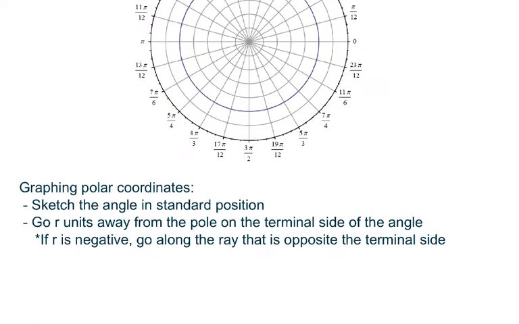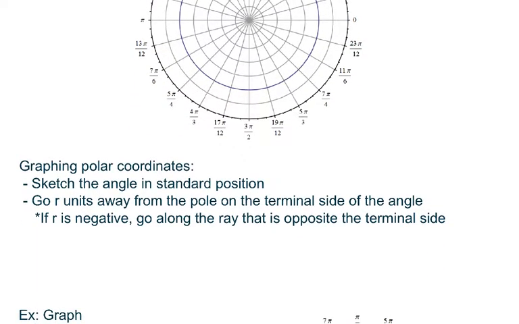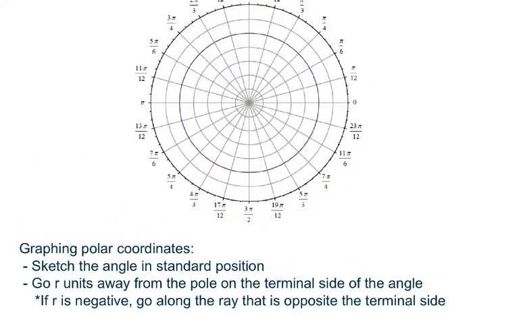Okay, what we're going to do first is graph polar coordinates. How we're going to graph these is we're going to sketch the angle in standard position. So the initial side is going to be on the positive x-axis. The terminal side will rotate around that. And then we're going to go r units away from the pole on the terminal side of the angle. If our r value is negative, and I've got a couple of examples where it will be, you're going to go along the ray that is opposite the terminal side. So it's important that we have this grid where we see the lines going both directions, both out to the right and back to the left, because that's going to help us stay a little more organized.